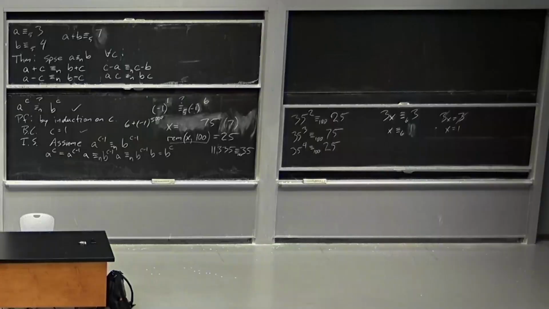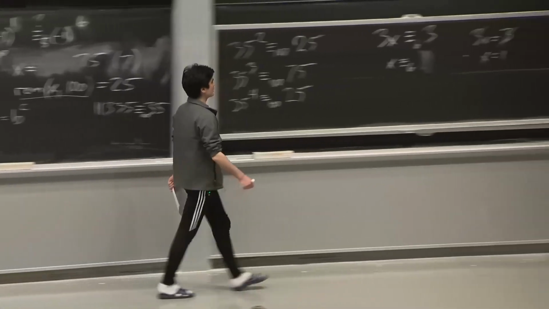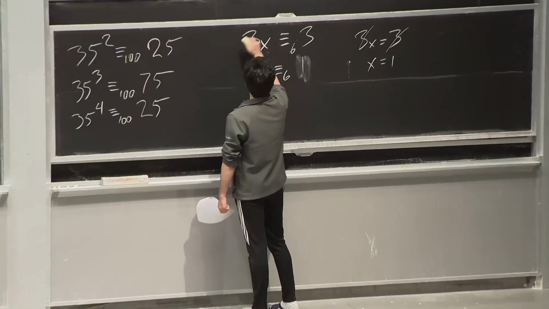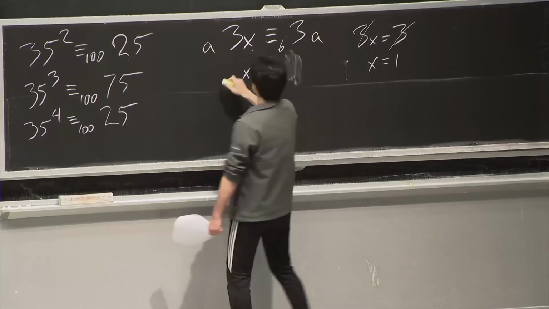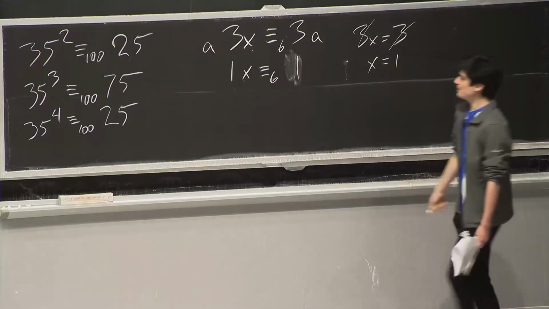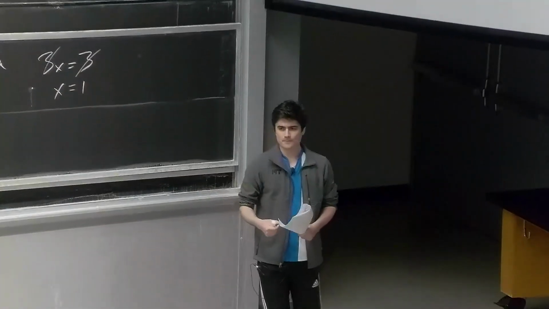So other way around, multiply instead of dividing? The suggestion was, instead of dividing by 3, let's try multiplying by something so that we get 1 here. So let's try to multiply both sides by some a, and this should end up being 1 if we choose our a appropriately. What a do we choose? Does there exist such an a?